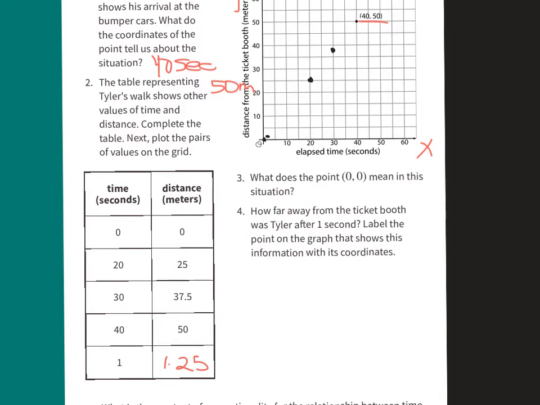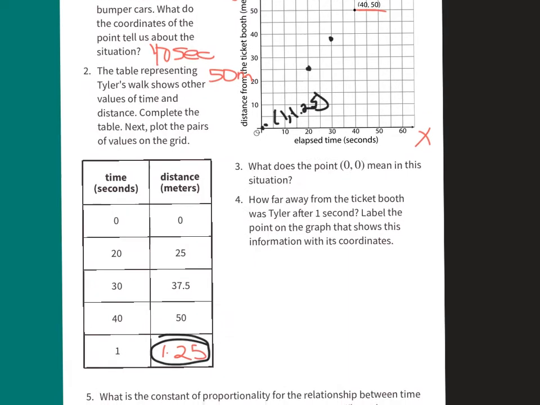Number 3, what does the point 0, 0 mean in this situation? Well, after 0 seconds, Tyler walked 0 meters. He hadn't started yet. Number 4, how far away from the ticket booth was Tyler after 1 second? Label the point on the graph that shows this information with its coordinates. So it wants us to label it on the graph. So, 1, 1.25. Remember, right down here, that's how far it was after 1 second. Okay, so there we have it.